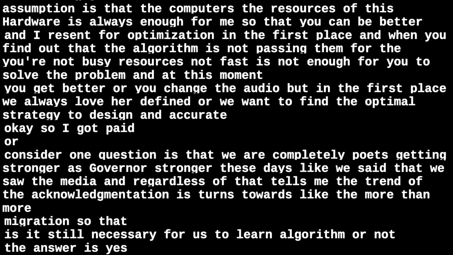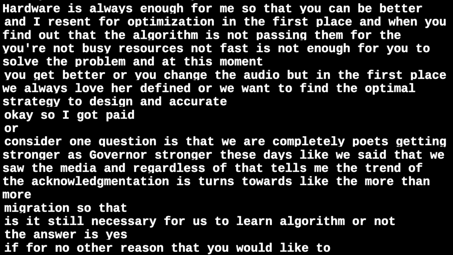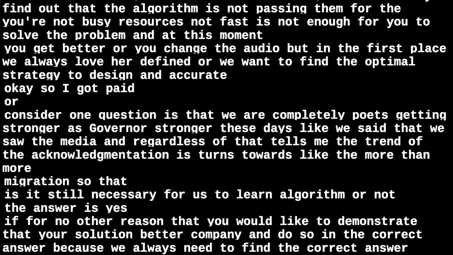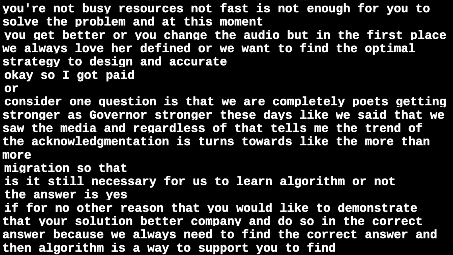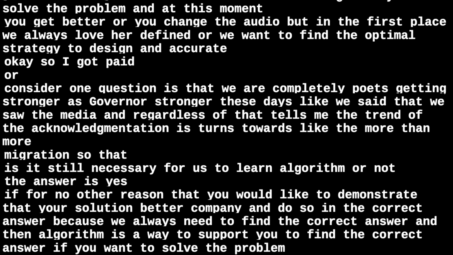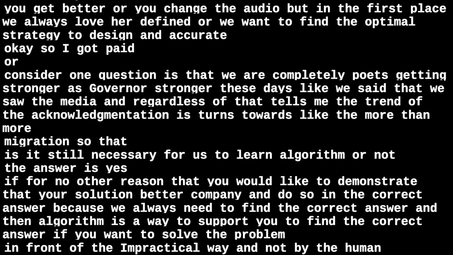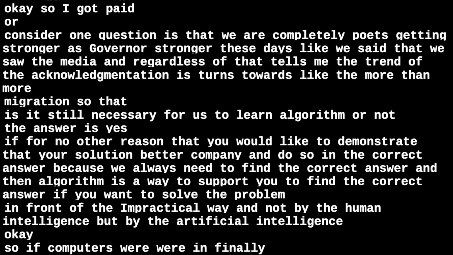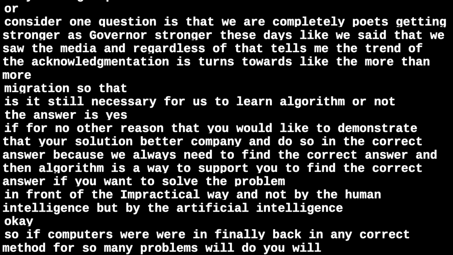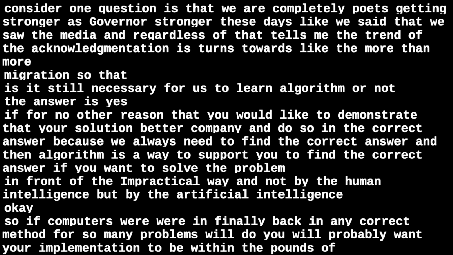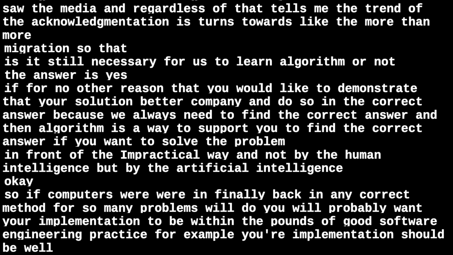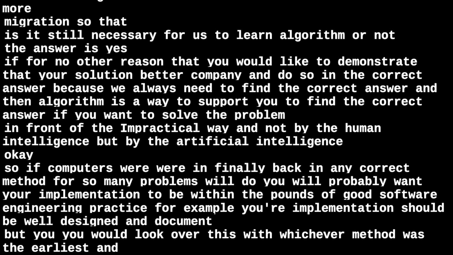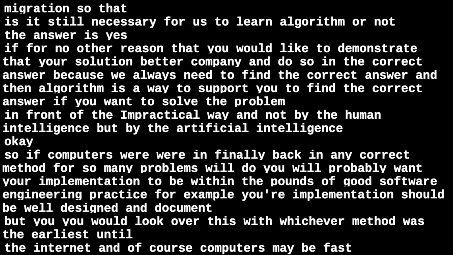The answer is yes. If for no other reason, you would like to demonstrate that your solution method terminates and does so with the correct answer, because we always need to find the correct answer. And algorithms support you in finding the correct answer if you want to solve the problem in a practical way, not by human intelligence but by artificial intelligence. If computers were infinitely fast, any correct method for solving the problem would do, and you would want your implementation to be within the bounds of good software engineering practice. For example, your implementation should be well designed and documented, but you would most often use whichever method was the earliest to implement.